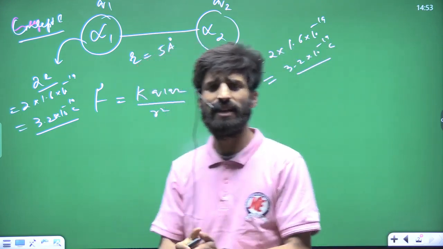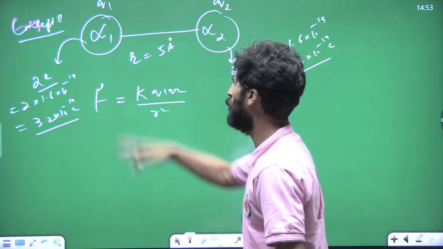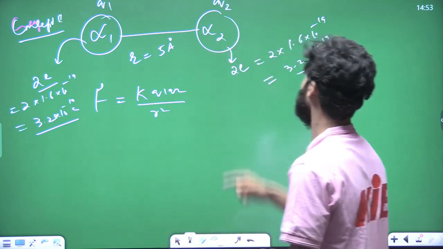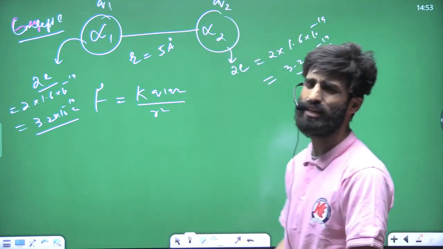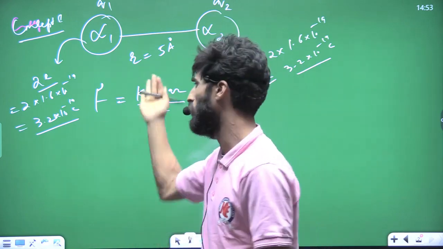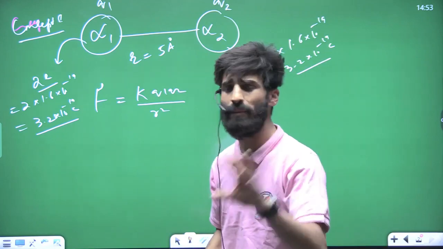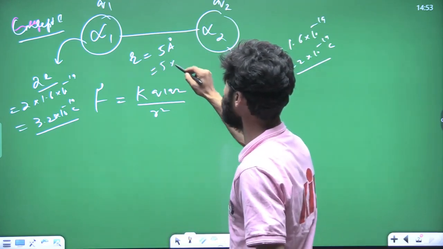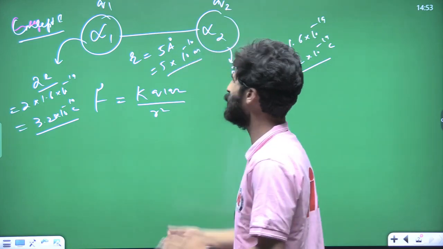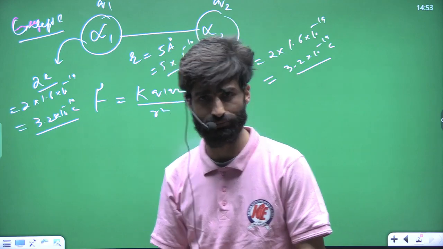So be very clear. Now we have the charges of the two alpha particles. One alpha particle has the charge 3.2 into 10 the power minus 19 coulomb, and similarly the other has 3.2 into 10 the power minus 19. Why? Both are alpha particles, and an alpha particle carries the charge of twice of E. And these are separated by a distance of 5 angstrom, and 1 angstrom is 10 the power minus 10 meter. So they are separated by 5 into 10 the power minus 10 meter.